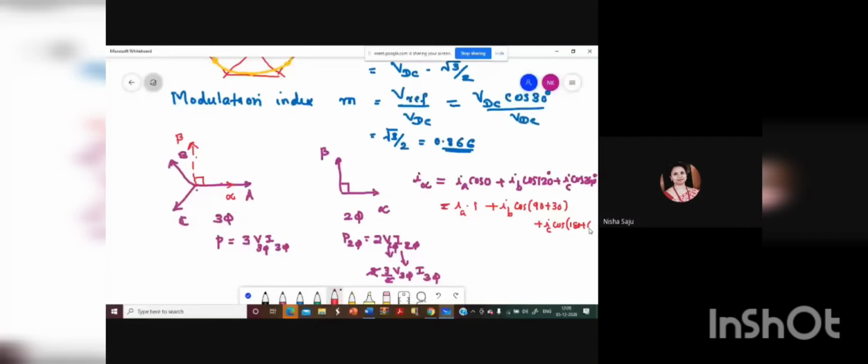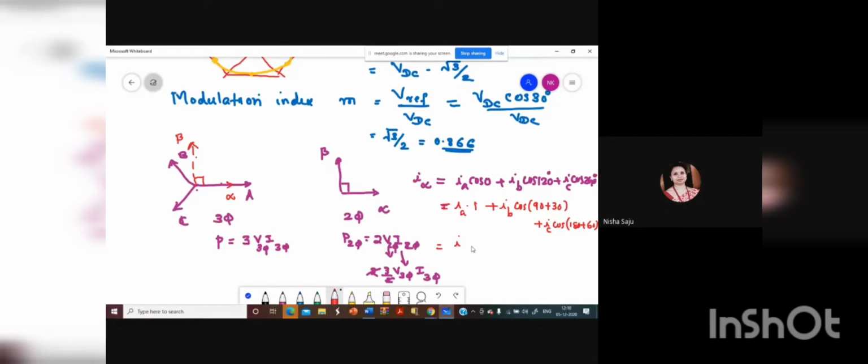Now I am moving on to the voltage boosting: how the voltage boosting takes place in space vector modulation when compared with sinusoidal pulse width modulation. That's why I am going through this structure. I am deriving all these points just to show how the voltage boosting takes place in the case of space vector modulation.